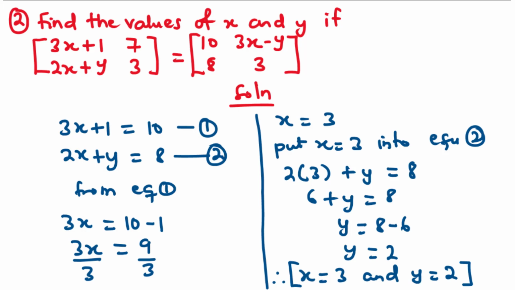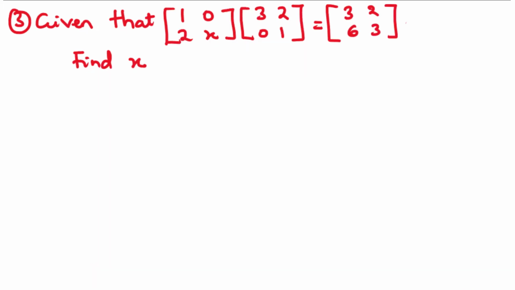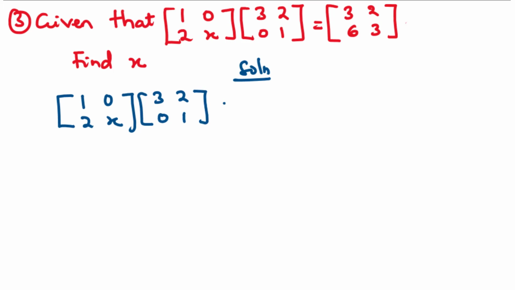Let's solve our very last example. So example 3, given that the matrix [1, 0; 2, x] times [3, 2; 0, 1] is equal to [3, 2; 6, 3], we are going to find the value of x. Now to find the value of x, let's multiply these two matrices.